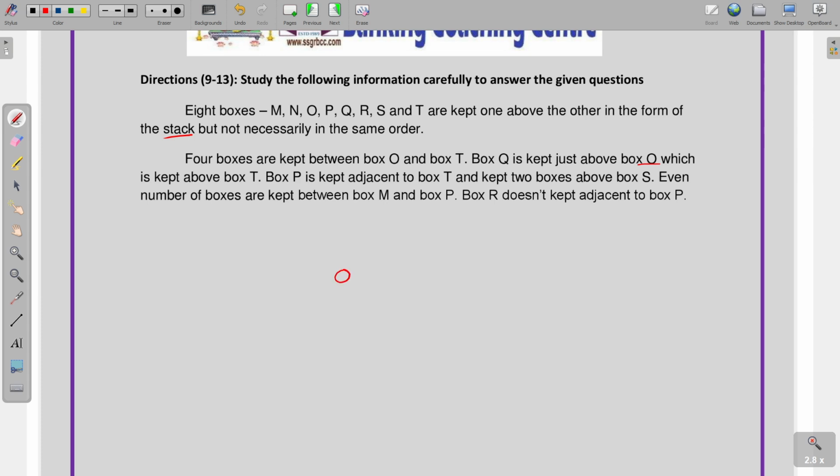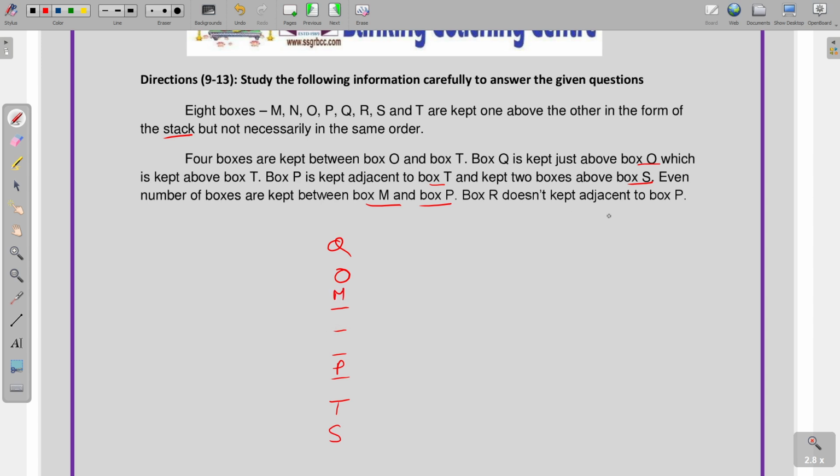So, between O and T there are 4 boxes, 1, 2, 3 and 4. Here T is placed. And next, Q is just above O, and O is above T. P is kept adjacent to box T and kept 2 boxes above box S. So, P is placed here, and S is placed here. Also an even number of boxes are kept between M and P. So, between M and P there are 2 boxes, 1 and 2.